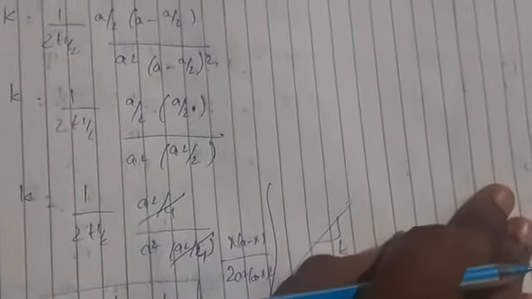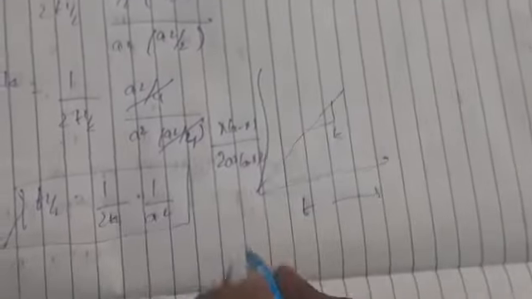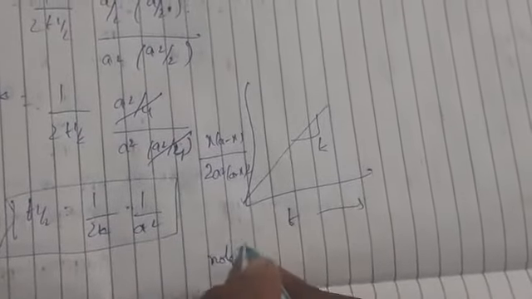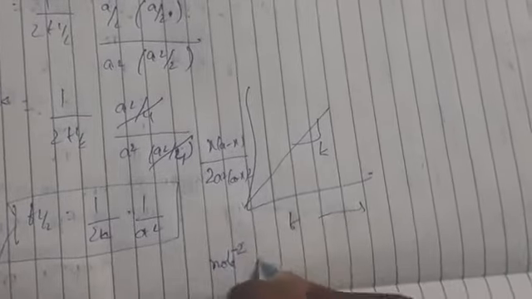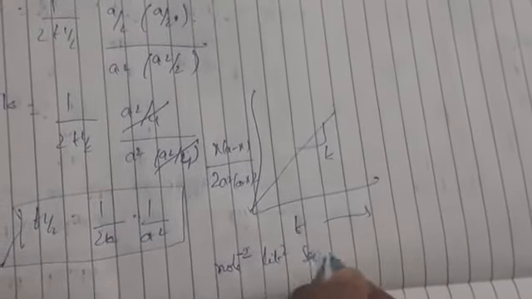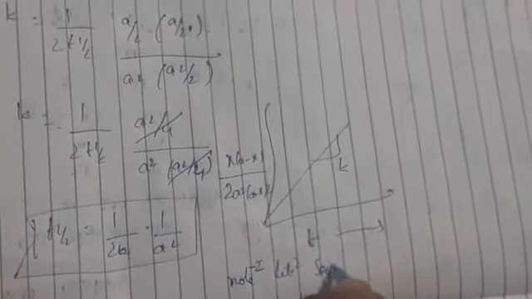So here we can take examples. Here the units we are going to get are mole to the power minus 2, liter square, second inverse. So these are the units.